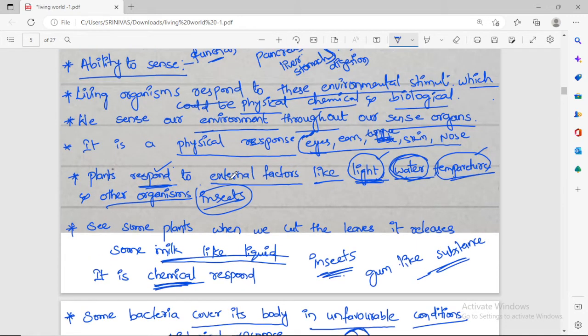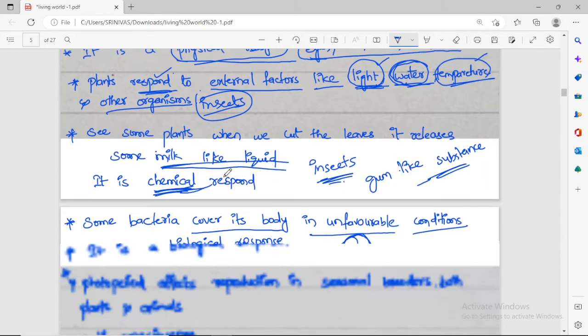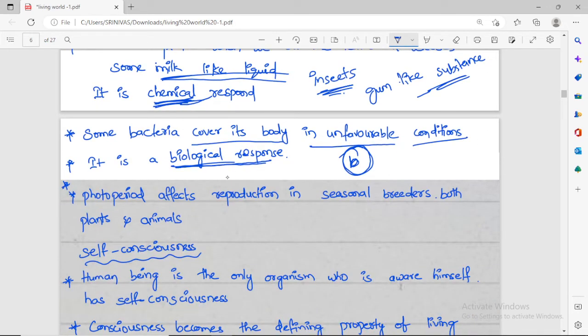And when we sense our environment with the sense organs, it is called a physical response. So there are three responses to our environment: physical, chemical, and biological. Understood? Okay.